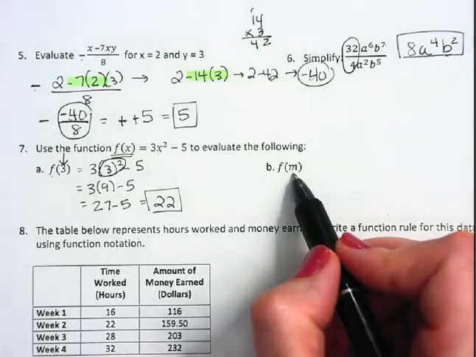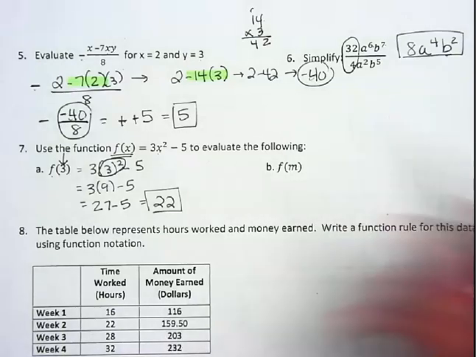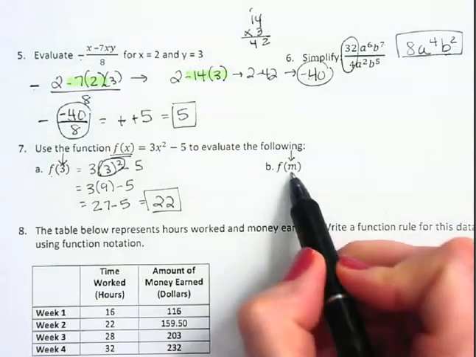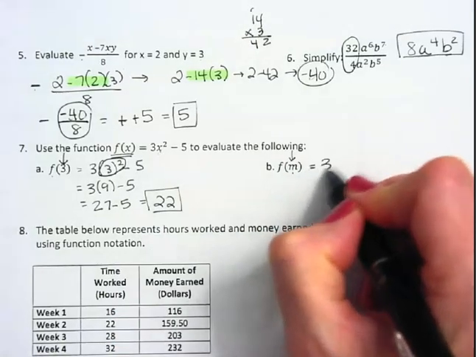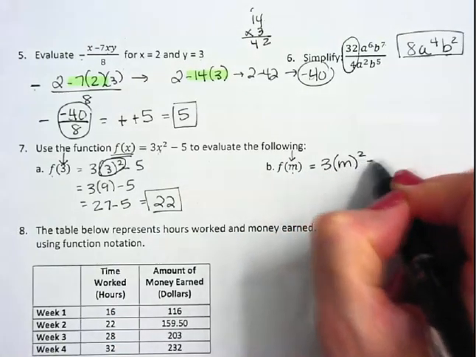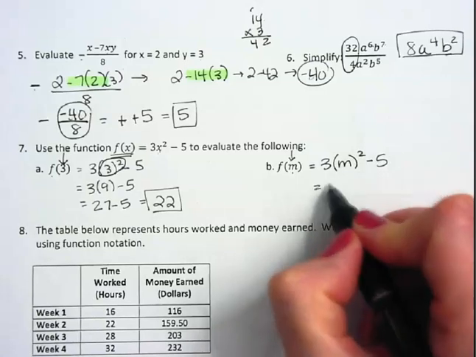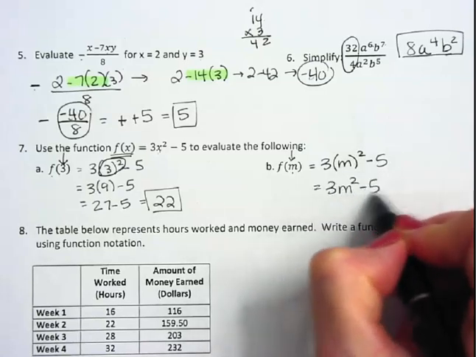Here, it's not a number in the parentheses. It's not an x either. It's a completely different variable, but you're still doing the same thing. You're taking whatever's in here and you're substituting it in for the x. So 3 times m squared minus 5. You could leave it like that or just write 3m squared minus 5.